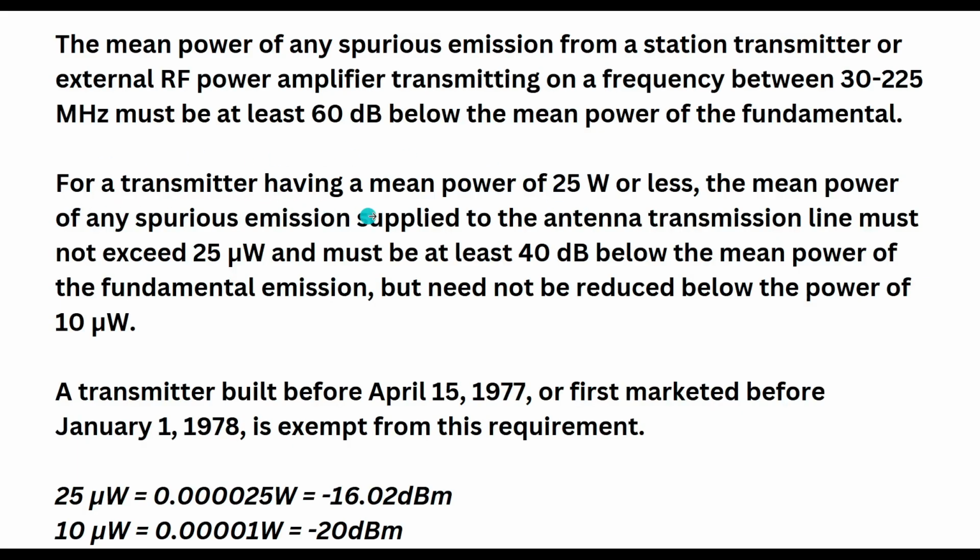It says, for a transmitter having a mean power of 25 watts or less, that's this radio, the mean power of any spurious emission supplied to the antenna transmission line, that's really the feed point of the radio, must not exceed 25 microwatts and must be at least 40 dB below the mean power of the fundamental emission, but need not be reduced below the power of 10 microwatts.